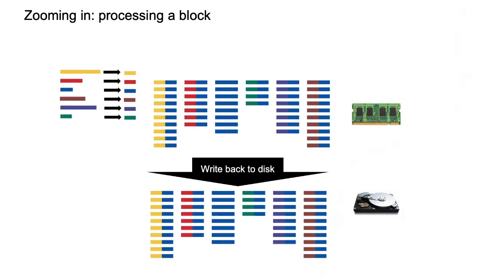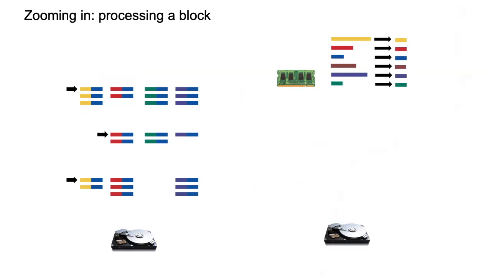Who is following? Okay. So at the end, you'll have written to disk sorted term ID, document ID pairs by batch. So you have a sorted list for batch 1, a sorted list for batch 2, and so on.